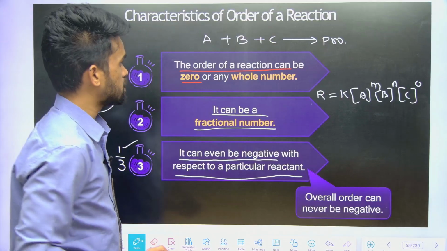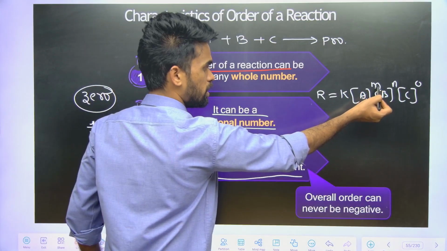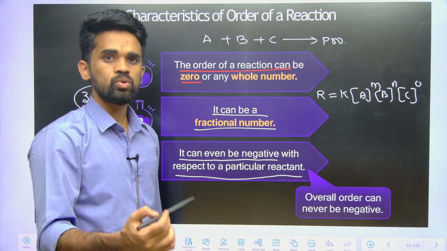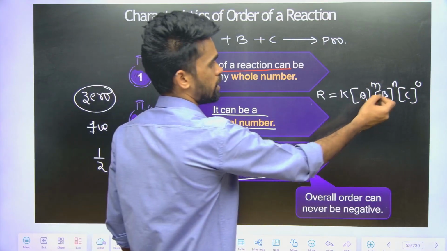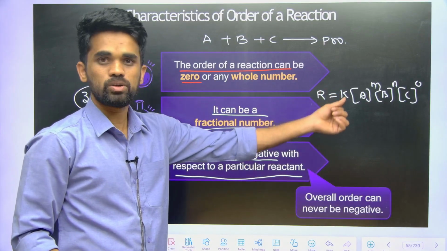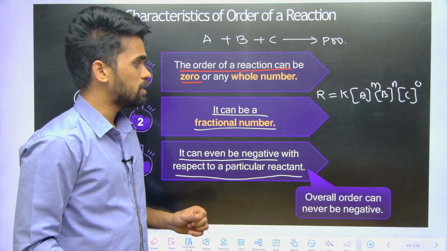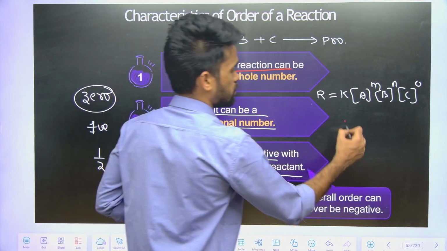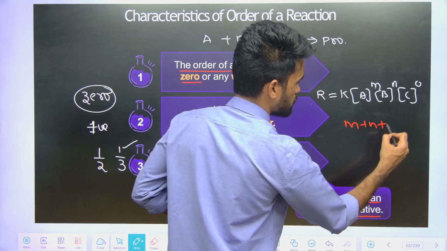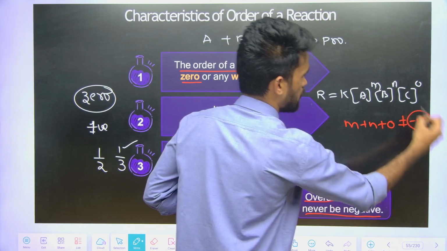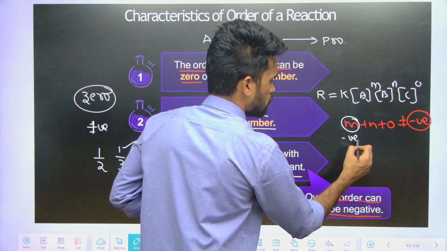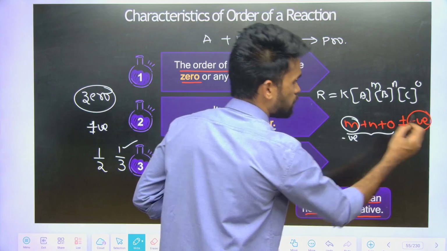So now what they are saying is, this m value can be 0, it can be 1, it can be 2, like that. The total sum can be also 0, 1, 2, 3. And this m, n, o can be fractional values also, like 1/2, 2/2, like that also it can be. But what they are saying, the total sum is never negative. The overall order can never be negative. m plus n plus o can never be a negative value. What they are saying, the individual m can be negative, but the total sum cannot be negative.